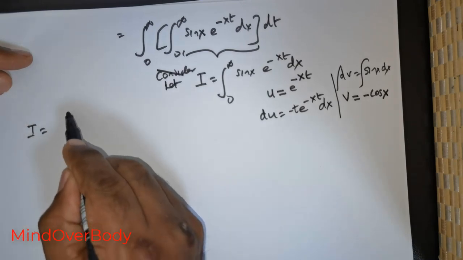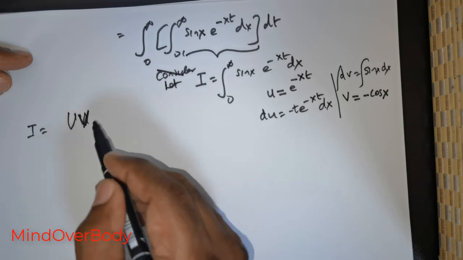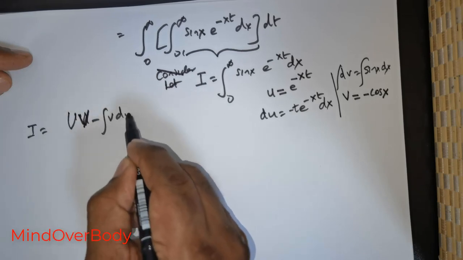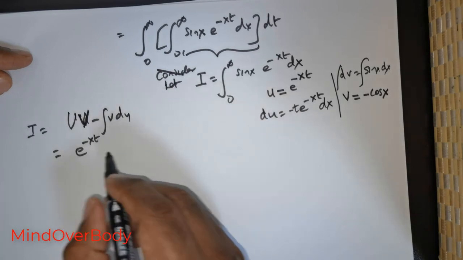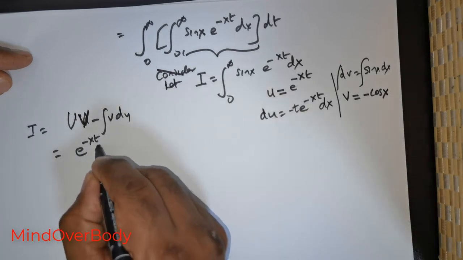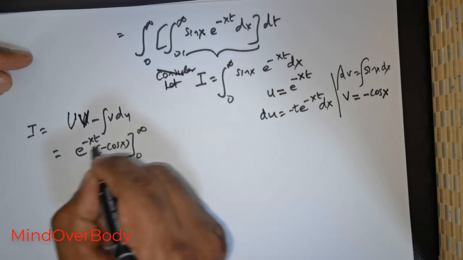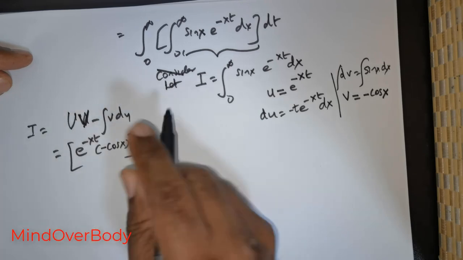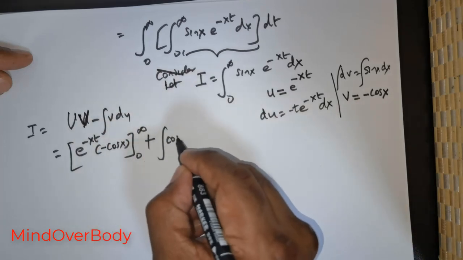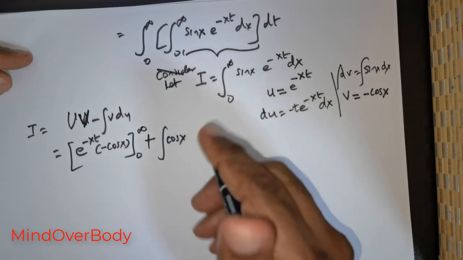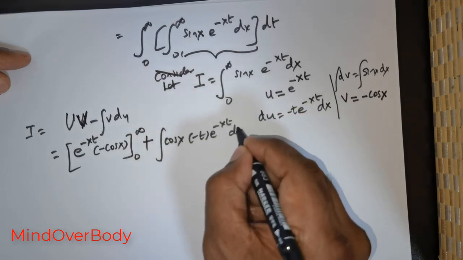I is equal to the formula uv minus integral v du. My u is e raised to the power of negative x times t, my v is negative cos x, and the limits are 0 to infinity. Negative, my v is negative cos x, so this is going to be positive cos x. My du has a negative sign, so place that: e raised to the power of negative x t times dx.